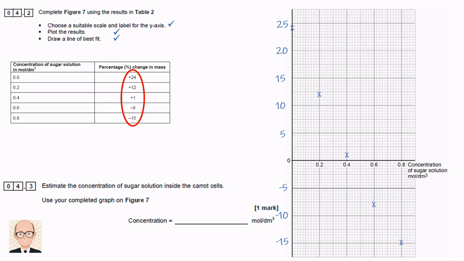Now we have to draw a line of best fit. Be careful here too, because lines of best fit do not have to be straight. It can be a curve of best fit if that's what the data suggests it is. Just make sure the line is single and smooth.